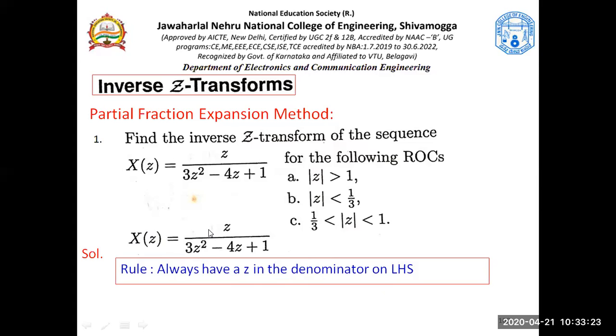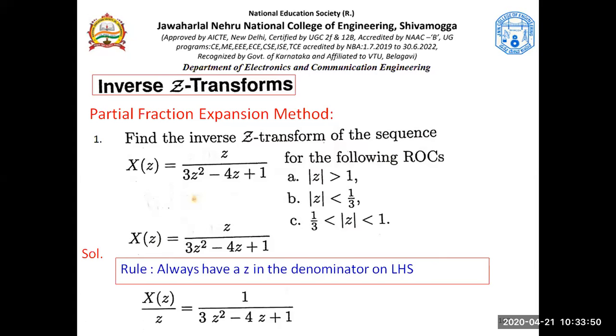Understand? Okay. Now how to do that? Bring that Z to the denominator like this. This is the arrangement everybody should do. In this problem, there is a z in the numerator on the right hand side. That z is brought to the denominator on the left hand side because that is what is asked for. So this is how the arrangement should be.